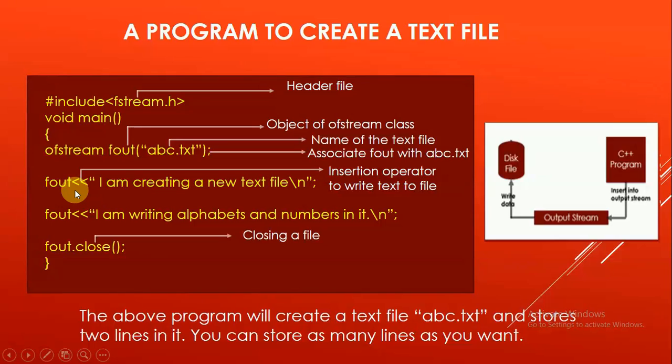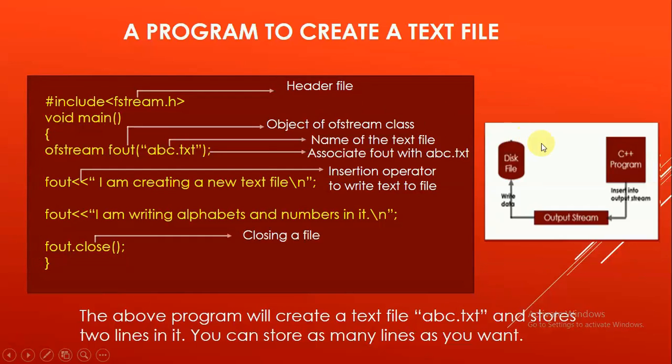Now I will write using the insertion operator. So see, whatever I am writing within quotes, that will be written to the file fout. There are two lines which I am writing. I am creating a new text file, and then I am writing another statement. I am writing alphabets and numbers in it, and these two lines are separated by \n. And then I am closing the file using the command fout.close.